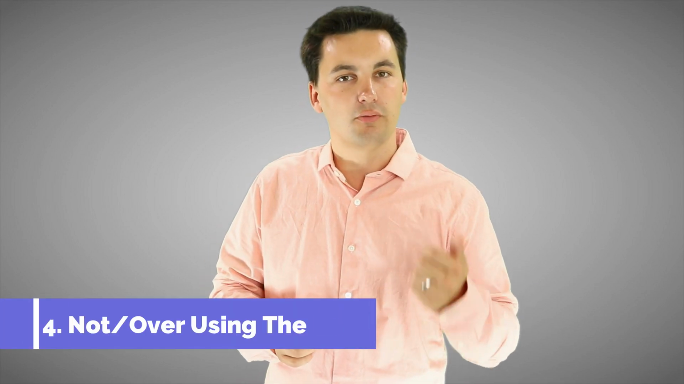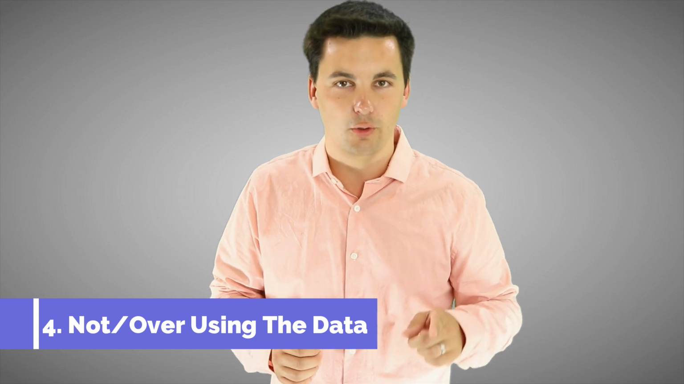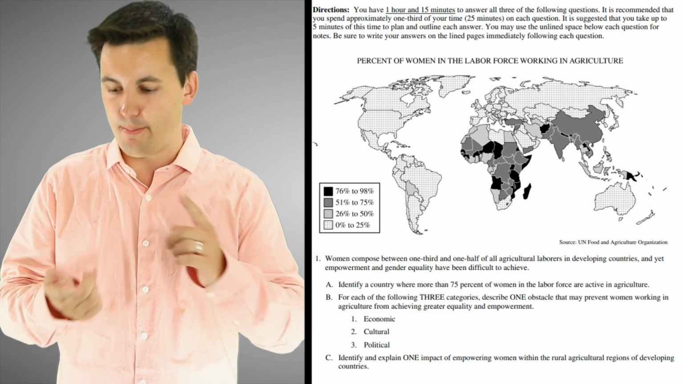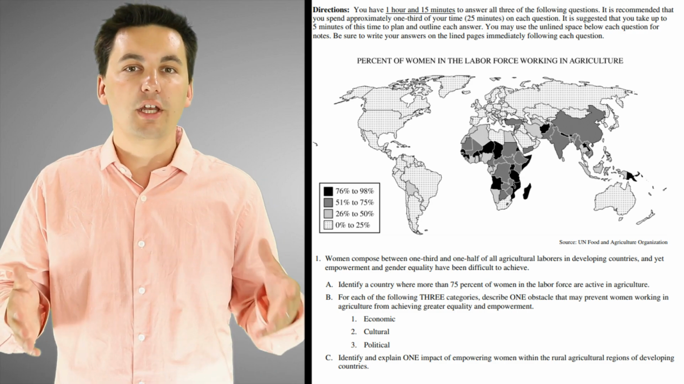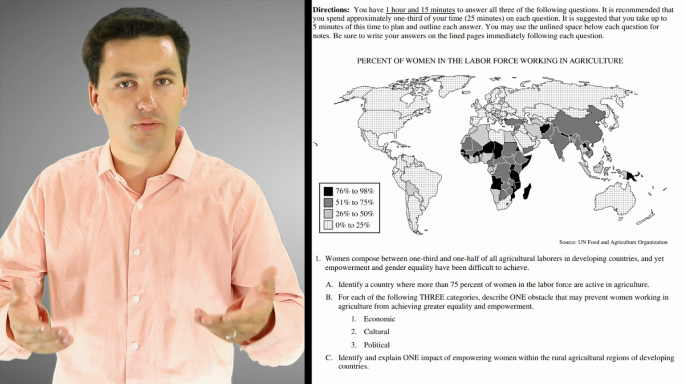Now, the fourth mistake is specific to FRQs, and it's one thing that I noticed a lot on the national exam for 2020. It's either students are not using the stimulus provided in an FRQ or they're overusing it. Now, that might seem weird, but what happens in an FRQ is you're going to get maps, you're going to get data, and you're going to have to answer questions based off that information.